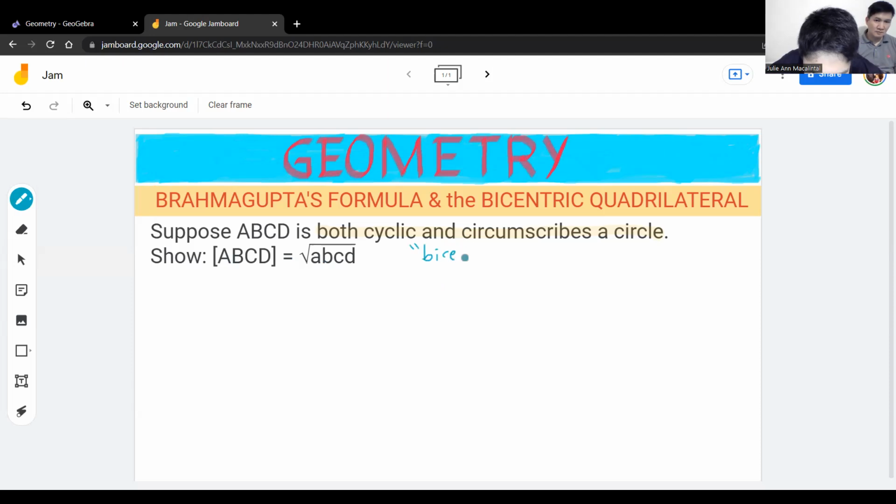This quadrilateral is known as a bicentric quadrilateral. It means it has both a circumcenter and an incenter, so both a circumcircle and an incircle.